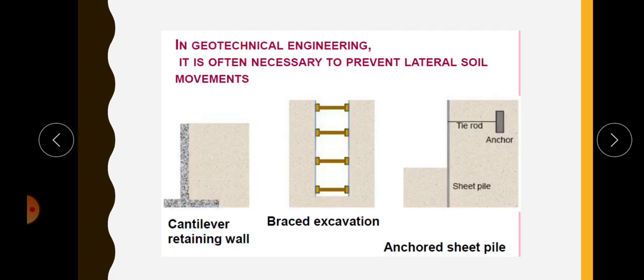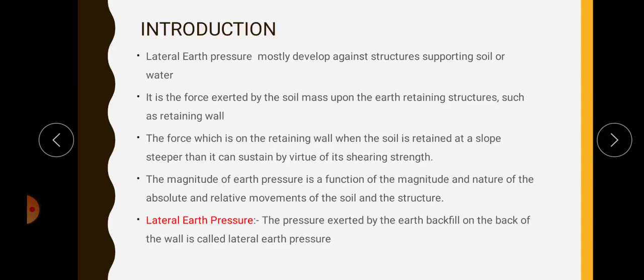In geotechnical engineering, it is often necessary to prevent lateral soil movements. For that we provide retaining walls. There is a cantilever retaining wall in this shape. This is known as a braced excavation, and there is an anchored sheet pile, in the shape of an anchor. So, we can move into earth pressure, the definition of earth pressure and so on.